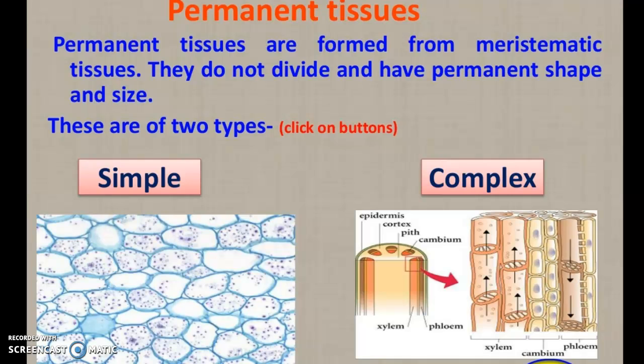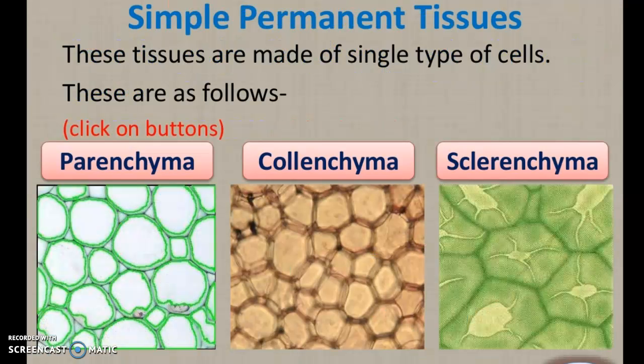There are two types of permanent tissue, simple and complex tissue. Now we are going to see the detail of simple and complex. Simple tissues are made up of a single type of cell. Examples are parenchyma, collenchyma and sclerenchyma.